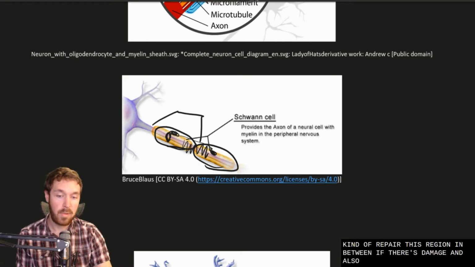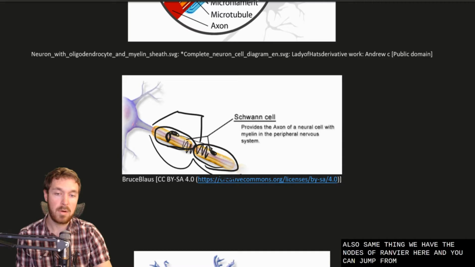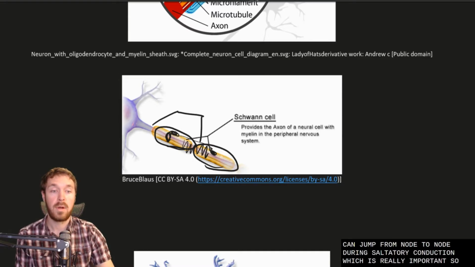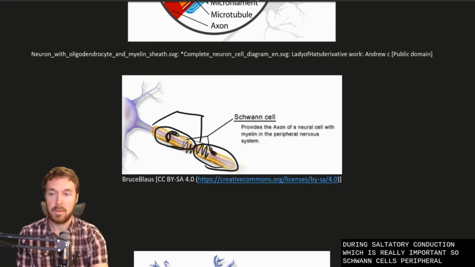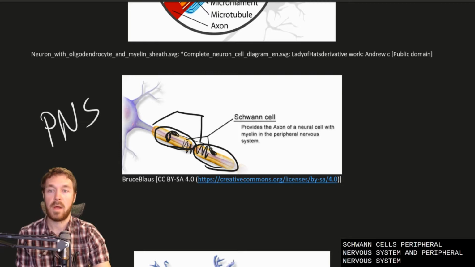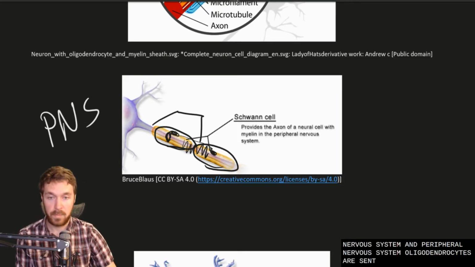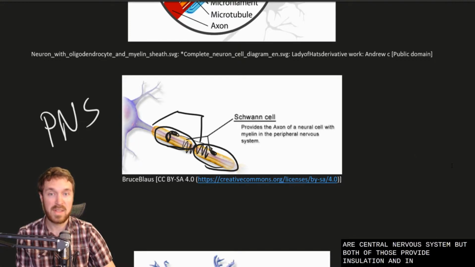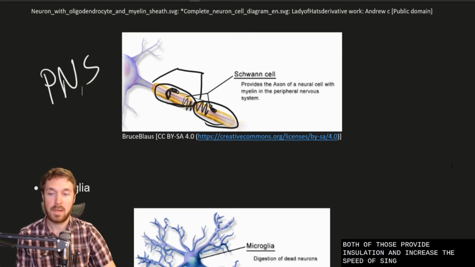And also, same thing, we have the nodes of Ranvier here, and you can jump from node to node during saltatory conduction, which is really important. So Schwann cells, peripheral nervous system, oops, I'm still in black, peripheral nervous system; oligodendrocytes are central nervous system. But both of those provide insulation and increase the speed of signals in each system.